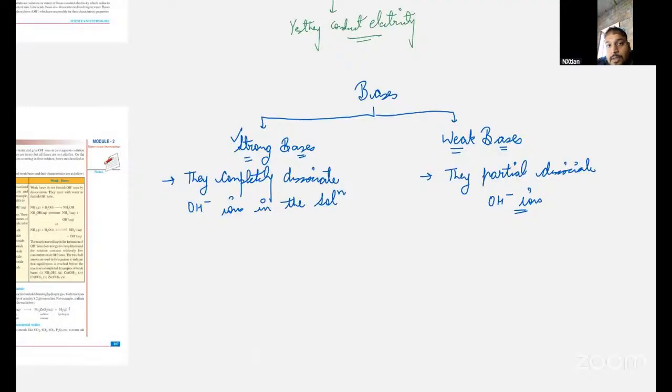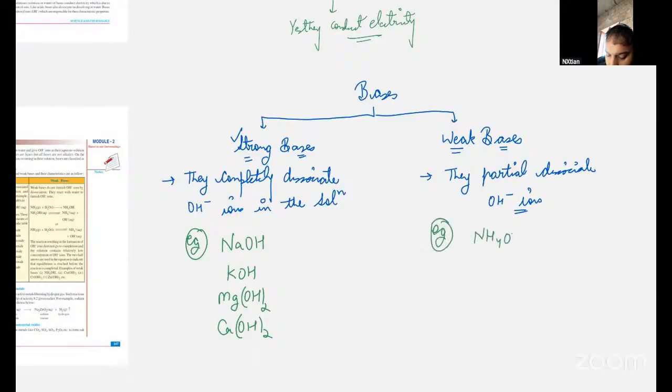Got it? For example, NaOH, KOH, Mg(OH)2, Ca(OH)2. They all are strong bases. Why? Because they can release the OH minus ions completely. But weak bases, for example, are NH4OH.